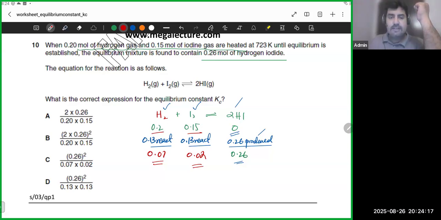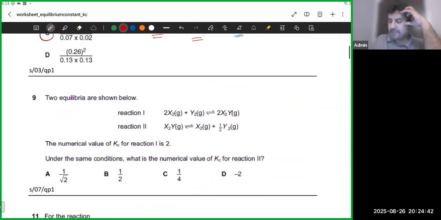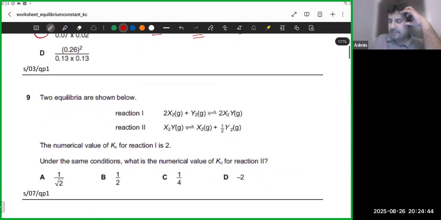Here you would notice that it did not give us volume. The reason they did not give us volume was that Kc over here has no units. So in that case, you don't need volume. You don't need to find concentration. You can put moles directly into the equation. So it's HI squared, so it's 0.26 squared divided by 0.07 times 0.02. So that's Kc.